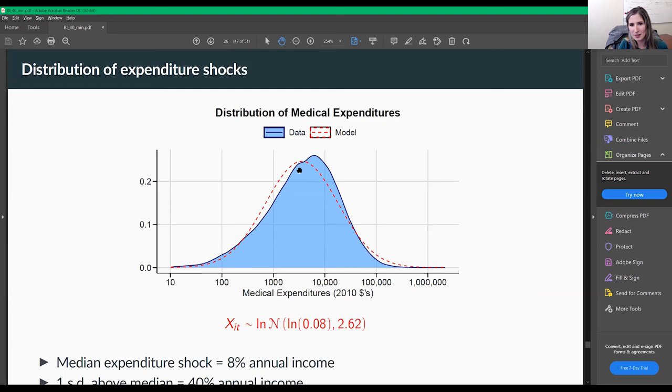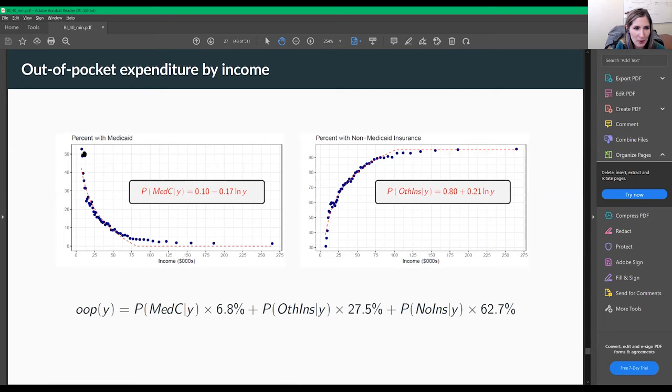From the Medical Expenditure Panel Survey, this is what we use. Here in the blue solid part, we have the actual data on what the distribution of households' medical expenditures looks like. We're taking the log here because of the scale of the distribution. As you'll see, it's approximately log normal, so we fit a log normal to this to calibrate these expenditure shocks. Here we're looking at the percentage of people that have Medicaid and how that varies with income. We can also see the percent of people that have some other kind of insurance that is not Medicaid, and the omitted category here is the uninsured population.